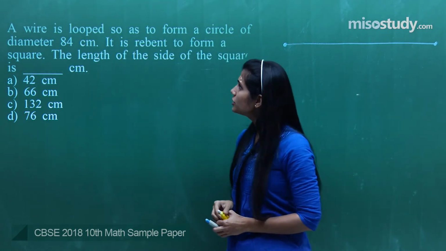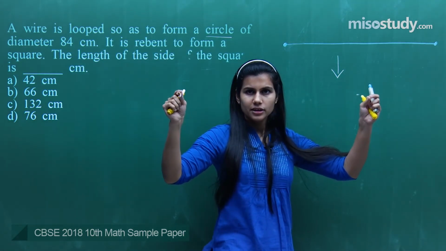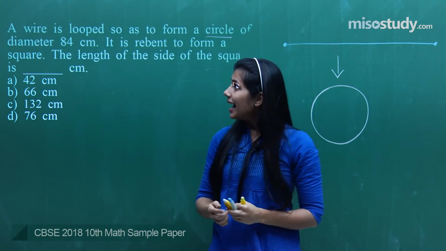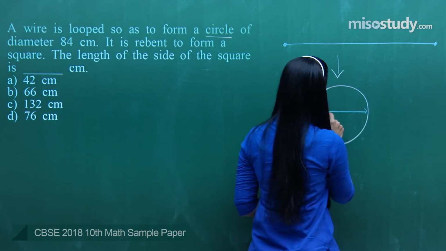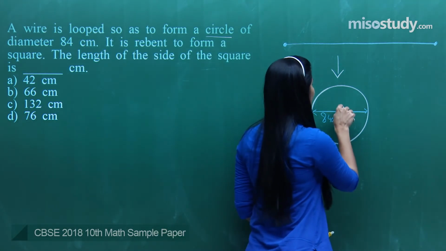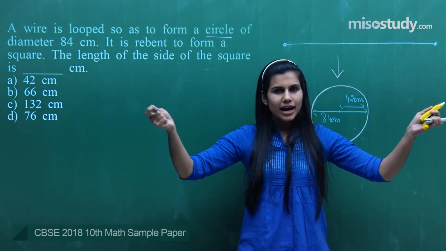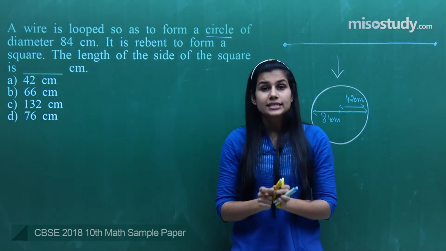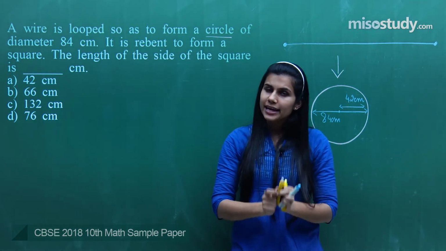Now this piece of wire, the question is saying this wire is looped so as to form a circle. So from this wire, I just looped it up and formed a circle. Understood? And that circle which is formed is a special circle because the diameter of that circle is 84 centimeters. This is the center of the circle and the diameter is of length 84 centimeters. The moment you know the diameter, you know that the radius is half of the diameter, which is 42 centimeters. So there was a wire, I don't know which length, that is looped in a circle, and that circle is such that its diameter is coming out to be 84 centimeters.